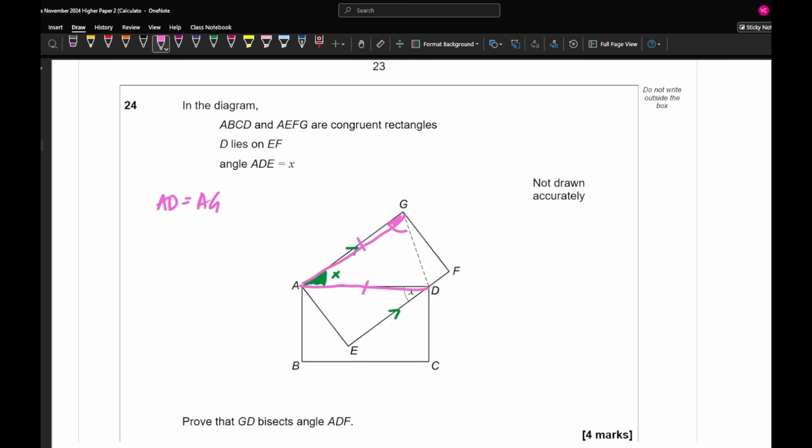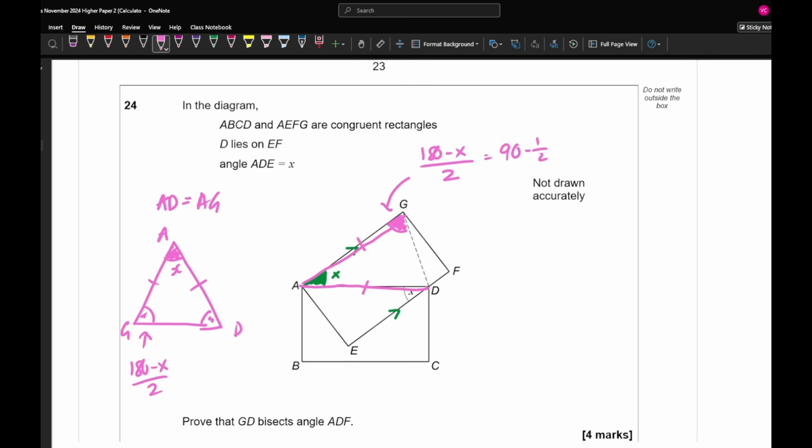So to work out what this angle here is going to be, what I then need to do is do 180 minus X divided by 2. And again, if I just take that triangle out of AGD, if that there is X, then to work out what this angle here is, I do 180 minus X, which will give me the sum of these two angles here, and I divide it by 2 because I want to know what one of the angles is. Now if I simplify that, I get 90 minus a half X. So let me just put a little box around that.